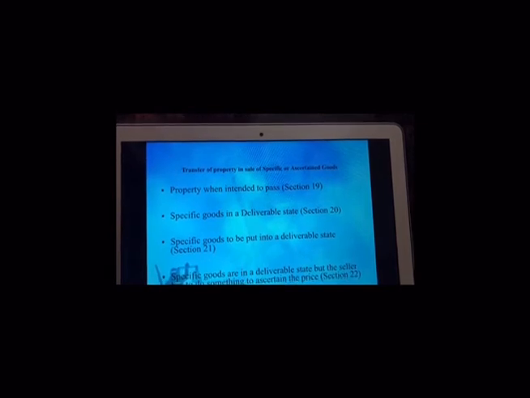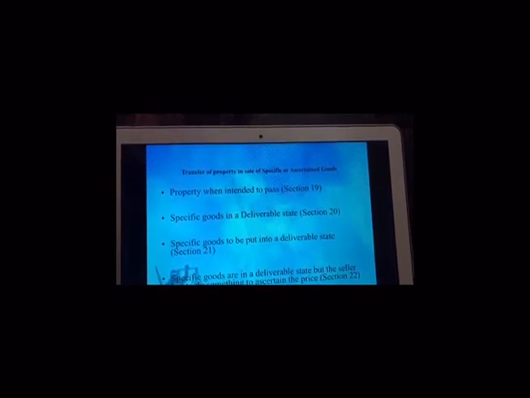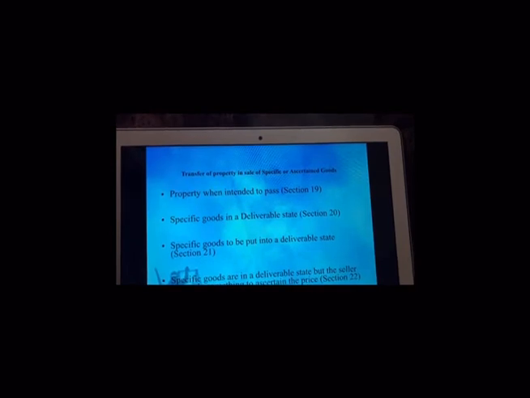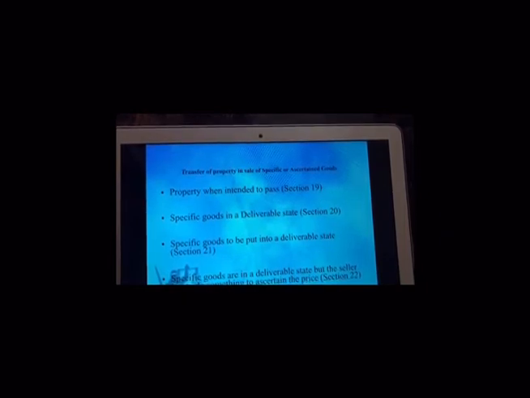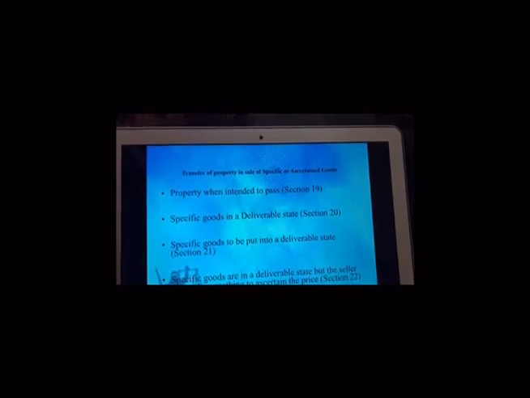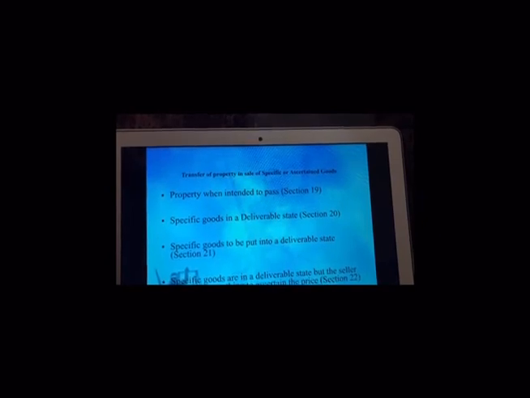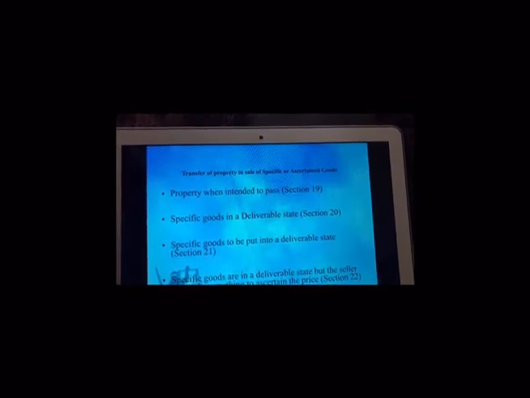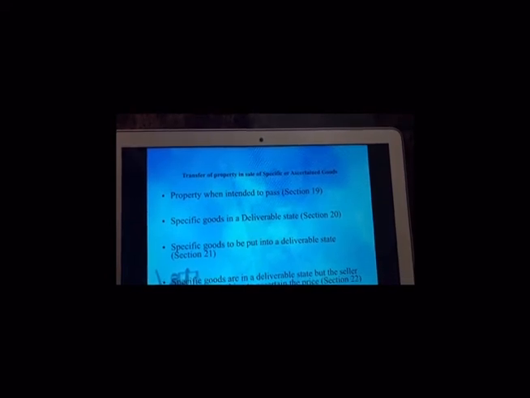Section 22. Specific goods are in a deliverable state, but the seller has to do something to ascertain the price. Where there is a contract for a sale of specific goods in a deliverable state, the seller is undoubtedly bound to weigh, measure, test, or do the necessary demonstration of anything which is required in reference to the sale of those particular goods. He will do this to ascertain the appropriate value of the good. The property in the good will not pass until such particulars are done and the buyer has acknowledged thereof.